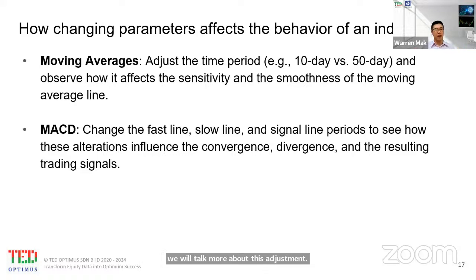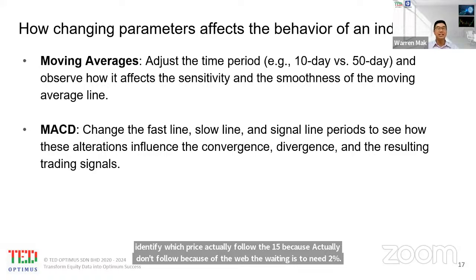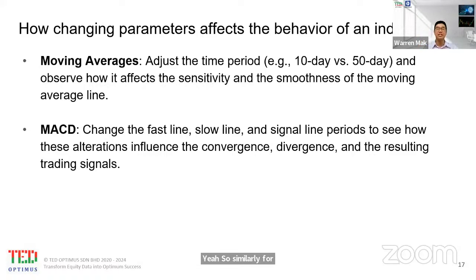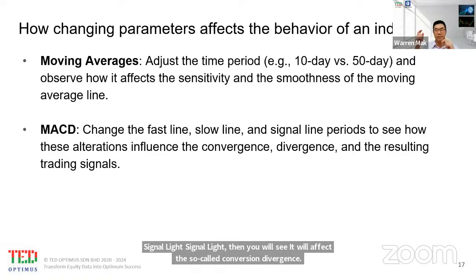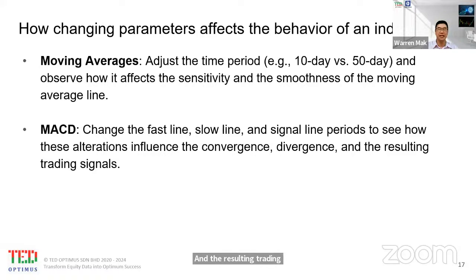Now we talk about how changing parameters affects the behavior of an indicator. Like I just said, if we use a 20 period moving average and change to a shorter one, it will more closely follow the price movement. If we change to a 50, you may not be able to really identify which price actually follows the 50, because the weightage is only 2%. Similarly for MACD, if you change the fast line, slow line, and signal line, it will affect the so-called convergence, divergence, and the resulting trading signal. You will understand the concept after I adjust it in the slide.